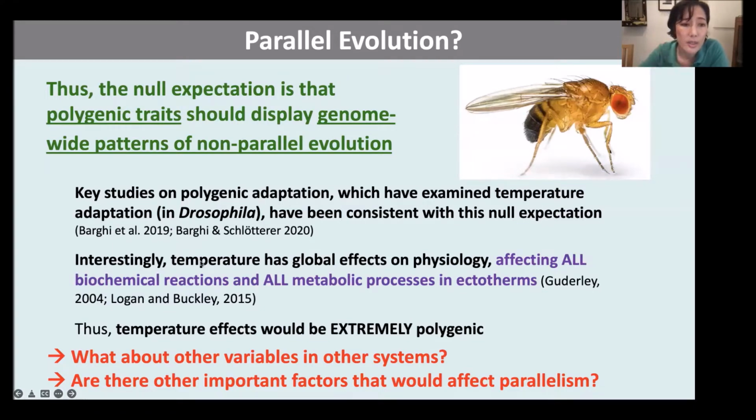One thing I should mention that's interesting about temperature adaptation is that temperature has global effects on physiology, affecting all biochemical reactions and all metabolic processes in ectotherms. Thus, you would expect temperature effects to be extremely polygenic at one extreme end. So then that begs the question, what about other variables in other systems? And what other factors might be affecting the levels of parallelism?